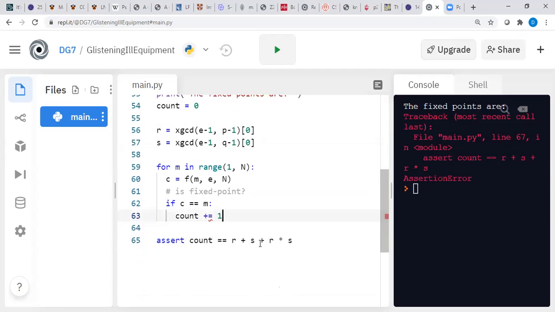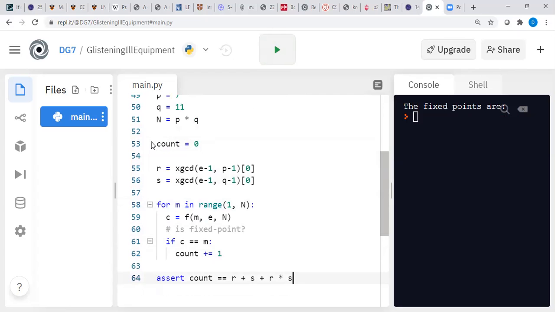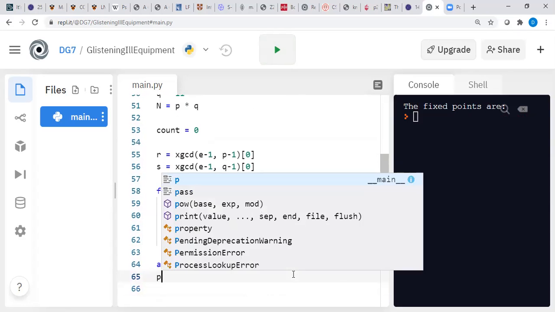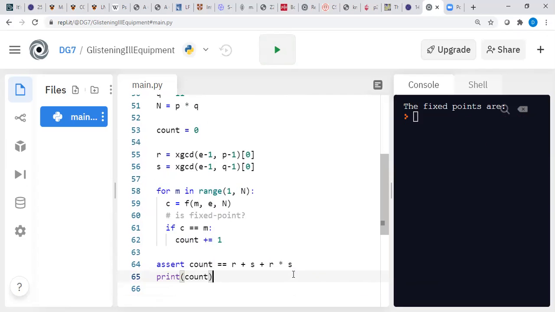We are counting how many fixed points there are in mod n and comparing against this model that we have learned. What we have confirmed is that there are only R plus S plus R times S fixed points. We can print the count. Okay, 20 fixed points.